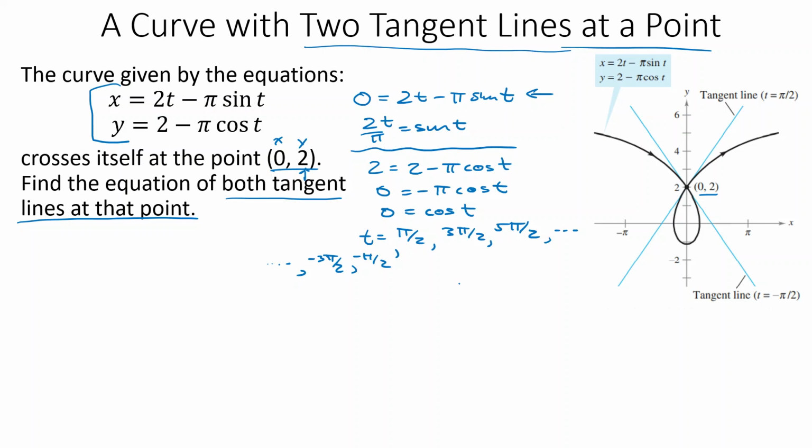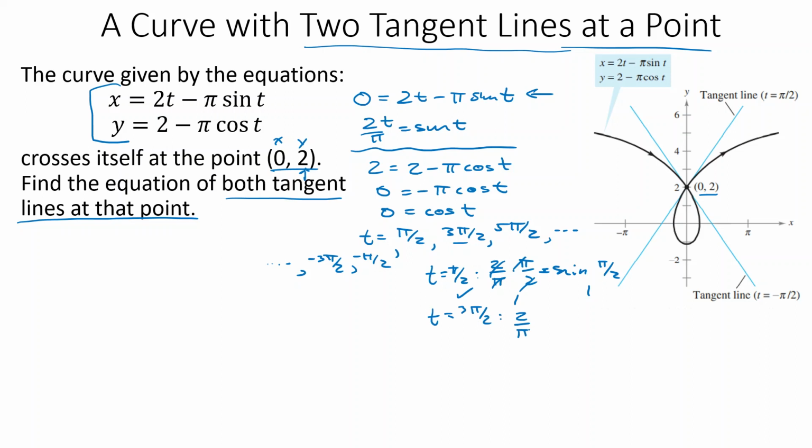All right, if I plug in pi over 2, I'm going to get 2 over pi times pi over 2 equals sine of pi over 2. And this just cancels out over here and gives me 1, and sine of pi over 2 is 1, so this guy's good. If I keep going forward, 3 pi over 2, I don't think it's going to work.